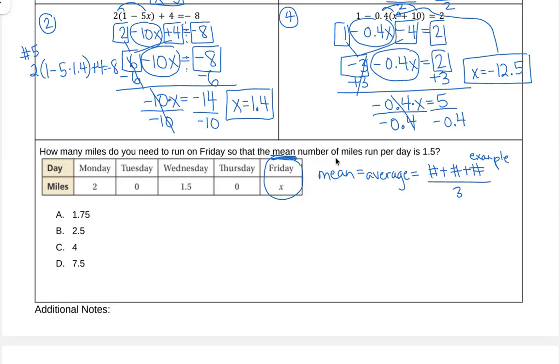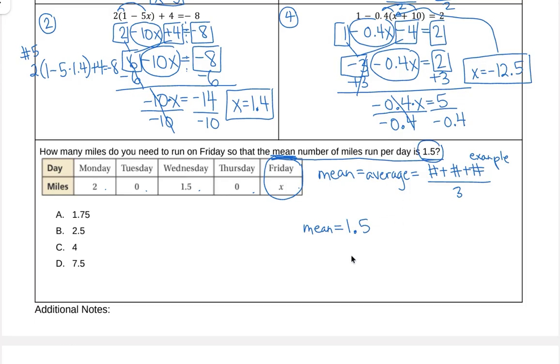And it's saying the number of miles run per day is 1.5, okay? So they're saying they want the mean to equal 1.5. That's what I got from this right here. The mean number of miles per day, they want it to be 1.5. So now I've got to go back and kind of reverse engineer this. I have to say, well, how many days are there? 1, 2, 3, 4, 5, right?